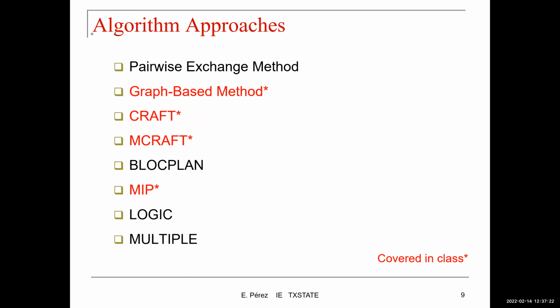So last time we covered the graph-based method. In this lecture, we're going to talk about CRAFT, MCRAFT, and MIP, which is mixed integer programming. If you are familiar with operations research or linear programming, linear algebra, those are the ideas behind this mixed integer programming process. We're going to formulate a problem with linear equations denoting the constraints and the objective function, and we're going to solve that linear programming model. But we're going to begin with CRAFT.